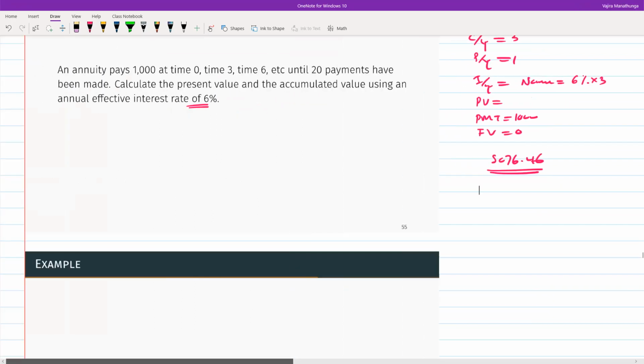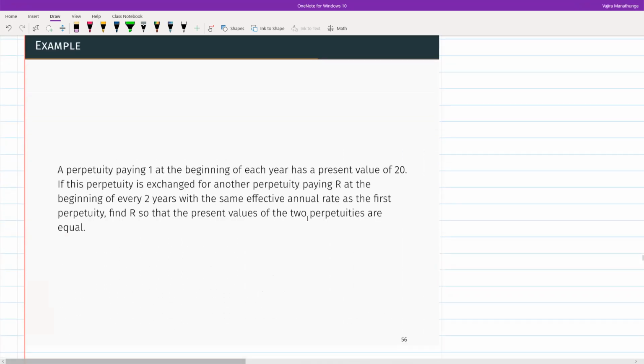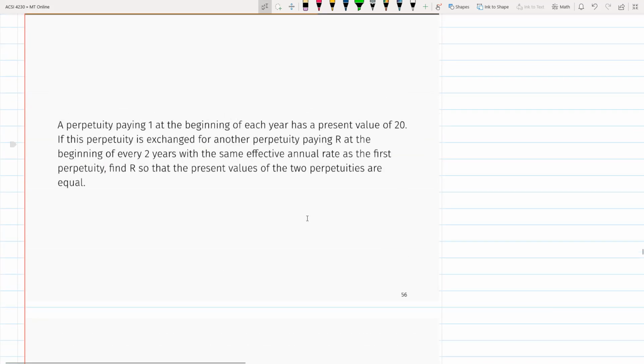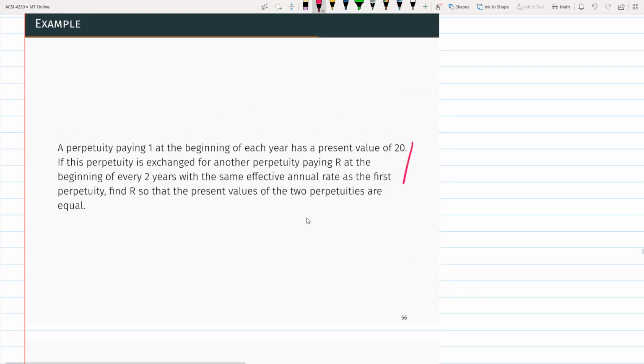So you can see that these problems are not really that hard. I will leave this problem for you to do. Try it and see what you get.